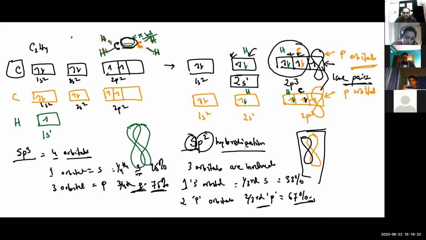In sp2 hybridization, there are 3 orbitals involved. Out of 3 orbitals, there's one s orbital and there are 2 p orbitals. So in total, there are 3 orbitals. Out of 3 orbitals, 1/3 is s character, 2/3 is p character, which relates to 33% and 67%.